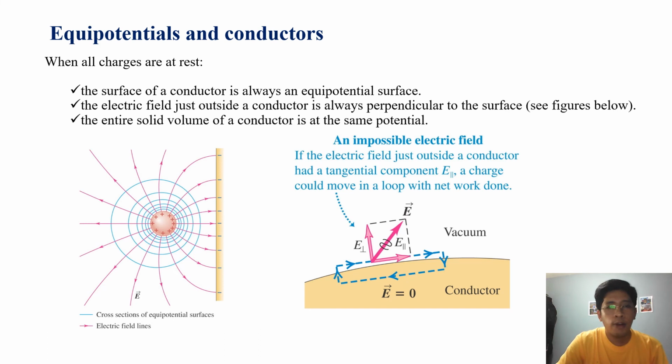Now, when talking about your conductors, when all charges are at rest, the surface of a conductor is always an equipotential surface. And the electric field just outside the conductor is always perpendicular to that surface. The entire solid volume of a conductor is at the same potential. So if this is your conductor here, and you measure the potential anywhere around here, you are going to measure the same potential on your surface.